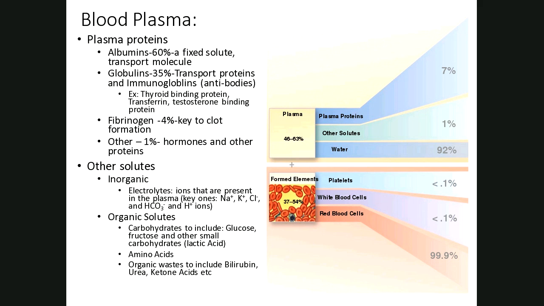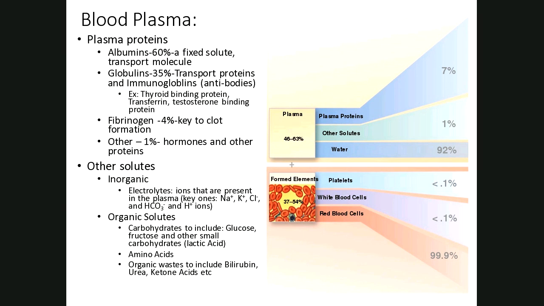And then our amino acids, which are moving around to cells, so as they're taken up, they can be made into proteins. And then a lot of organic waste will fall in here. So bilirubin, which we make once we break down red blood cells, urea, and ketone acids if we're starving ourselves. All of those will be hanging out as organic solutes flowing through our plasma. Okay, so I just wanted to hit those again. All right.